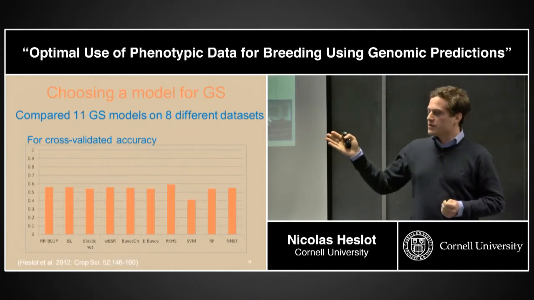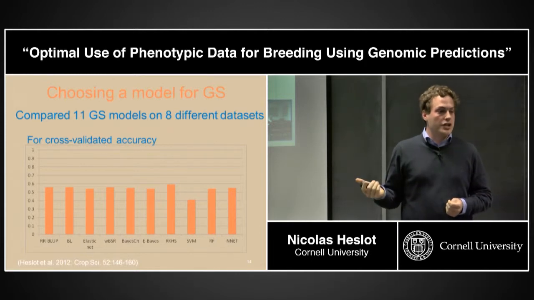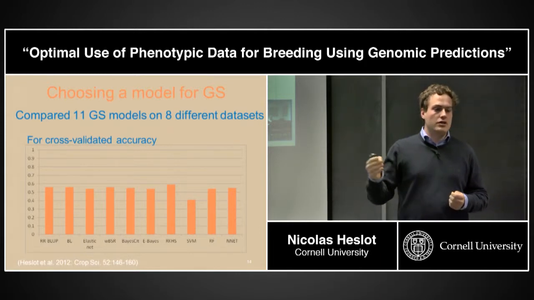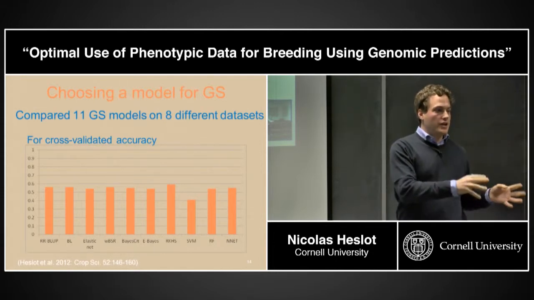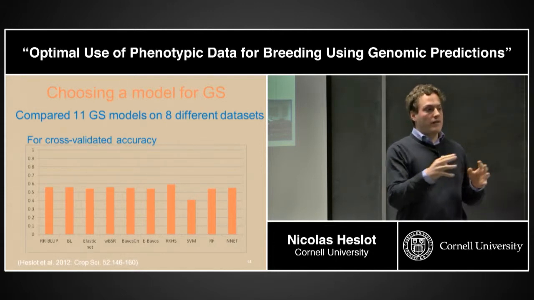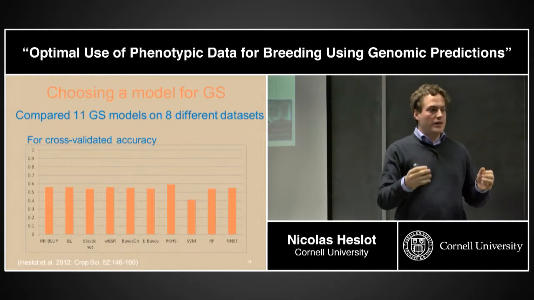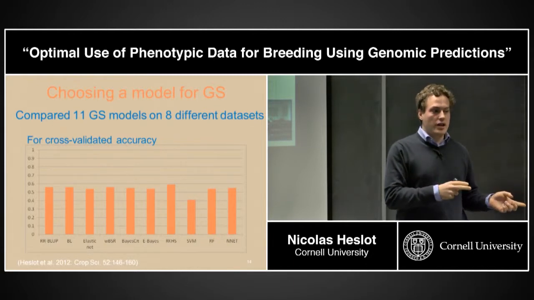And those results were also confirmed by recent simulation and theoretical work that show that with breeding data sets of the size we have, that is, far fewer observations, far less phenotype data than we have marker effects to estimate, we don't expect to see much difference between genomic selection models.